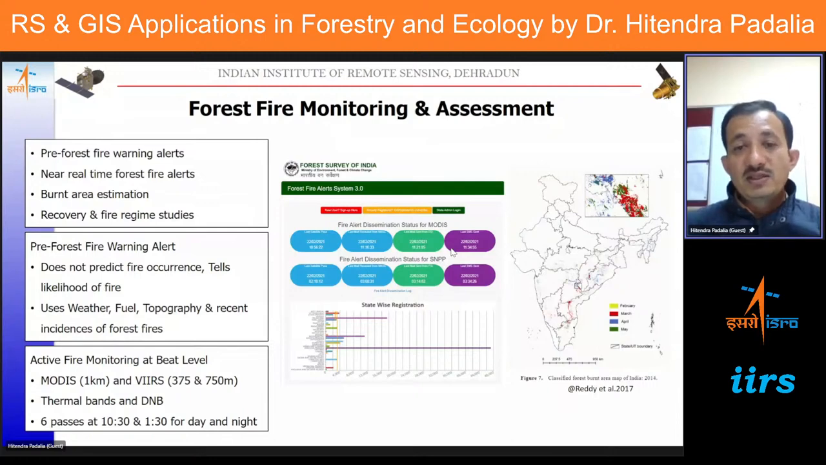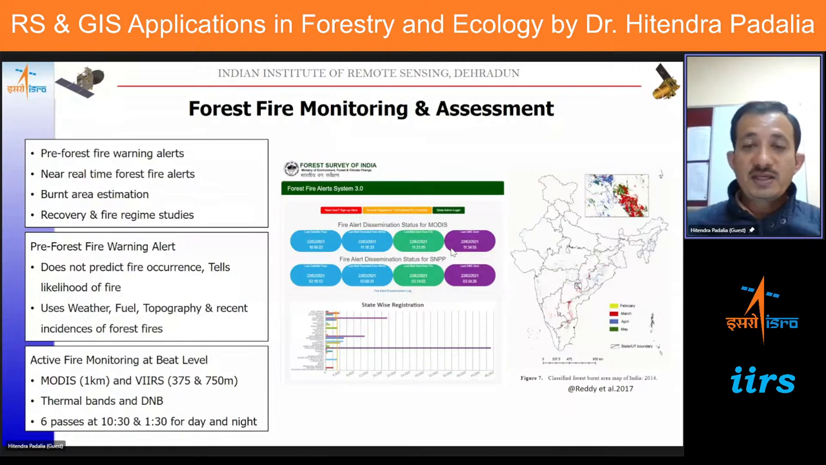But now we have a very effective system. Using two remote satellite systems, MODIS and VIIRS, which have thermal sensors, we are able to detect the active fire happening at any point of time when the satellite passes over an area. We detect this active fire, and then we give this information from FSI to the forest department, and they use it for controlling the forest fire. So this has been a very successful earth observation application in a country like India.